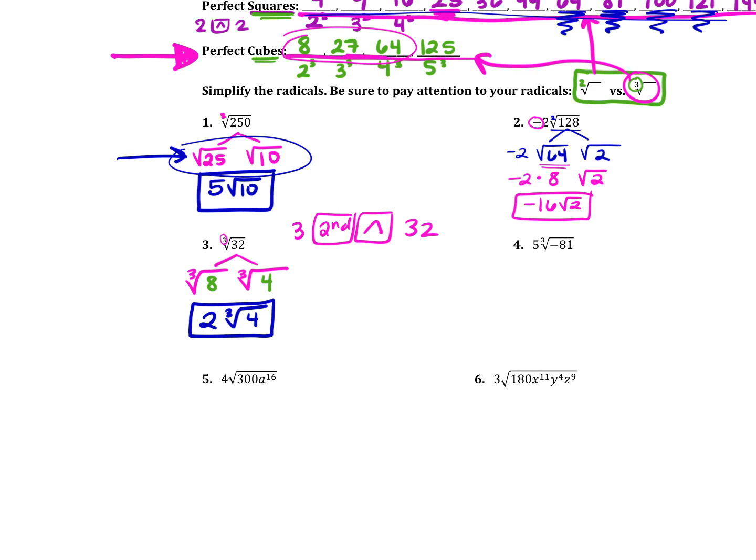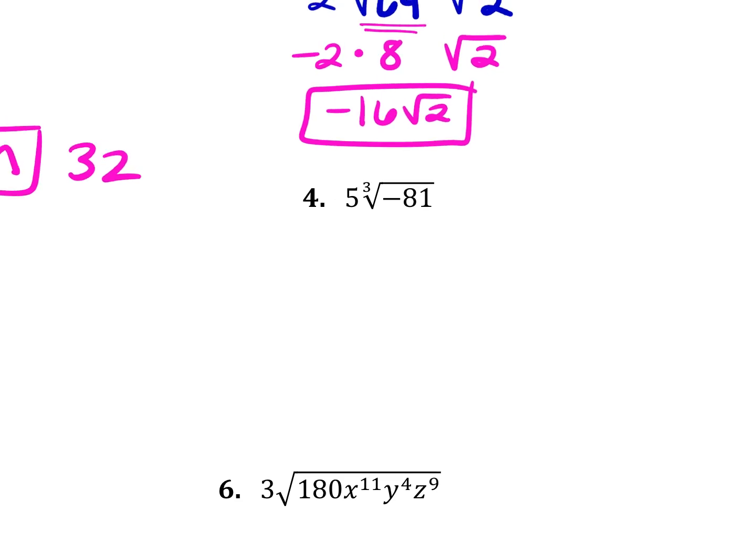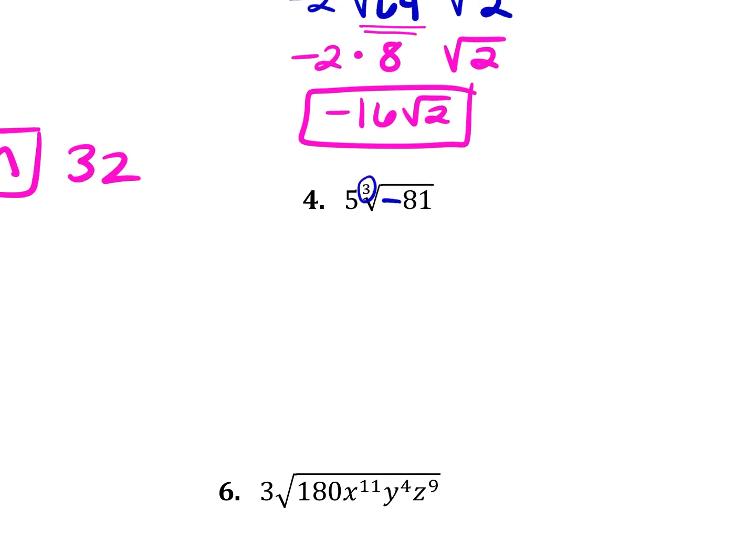All right, number 4. What do you notice? What do you see? A negative. Okay, there's a negative under your radical. Can we do it? Yes. Why? Brooklyn, why can we do this? Because it's a cube root, okay? So because this is a 3, then this negative is okay, okay? So we're going to break it down, and we're going to put that 5 out in front so we don't forget about it.